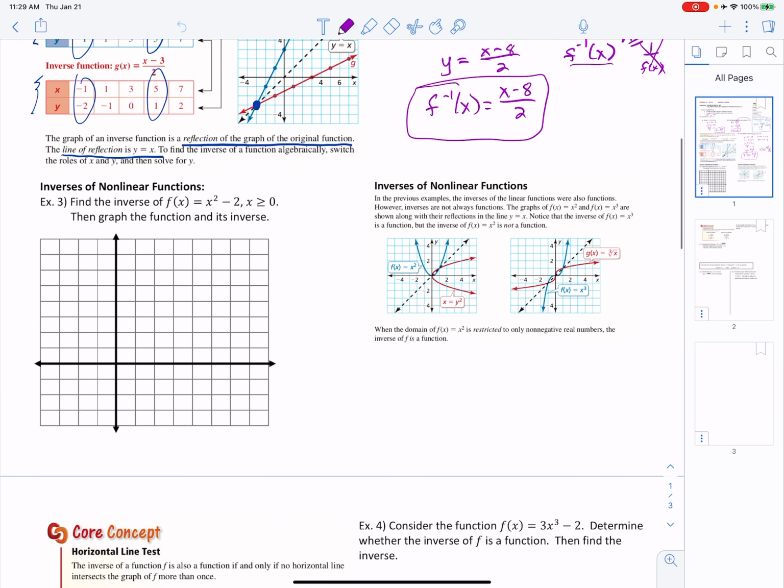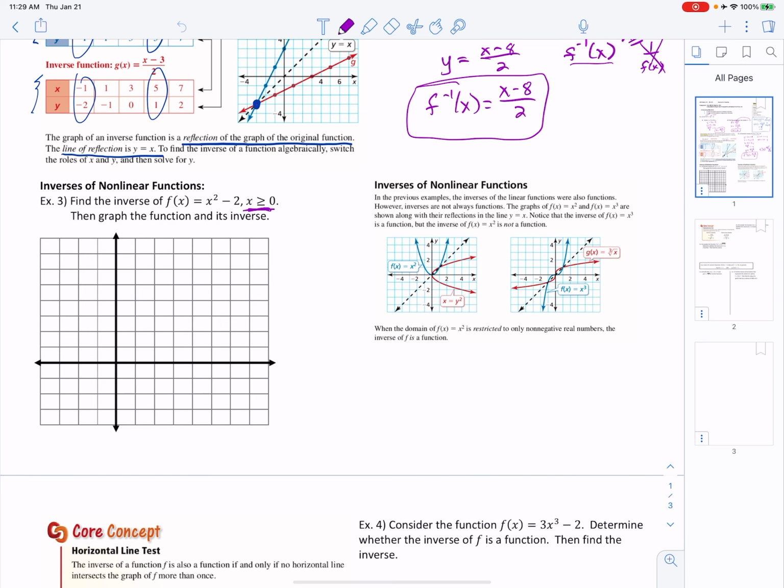This first one, we have a parabola, example 3, f of x is x squared minus 2, but we have a restriction on the domain, and there's a reason for that, and we'll be talking about that in a bit. But first, find the inverse of this function. What we want to do is start by graphing this x squared minus 2, but we need values of x 0 and greater, so let's just look at evaluating it at a few points.